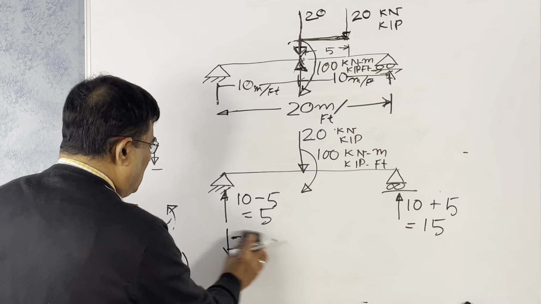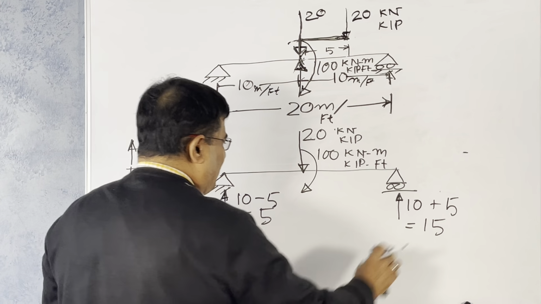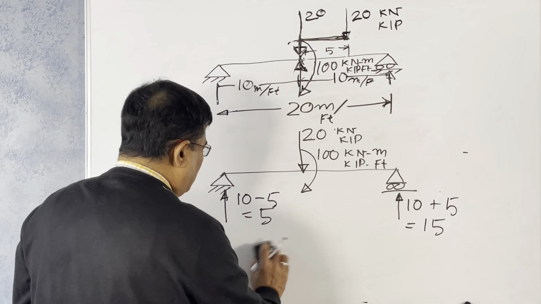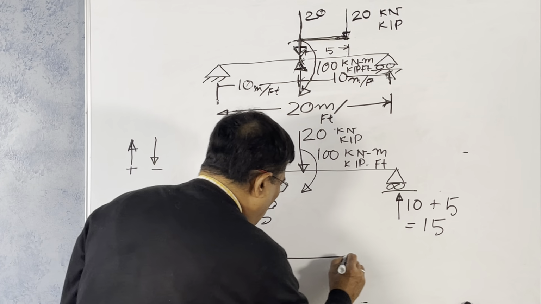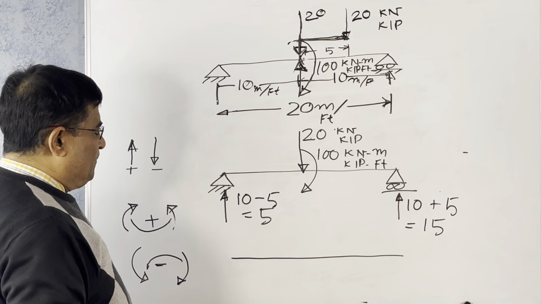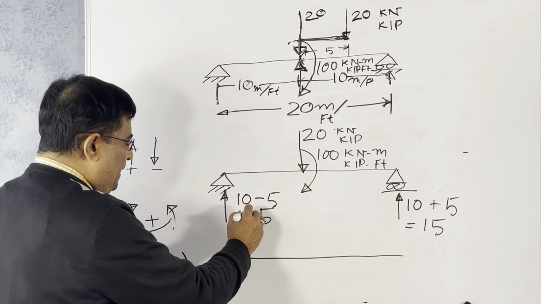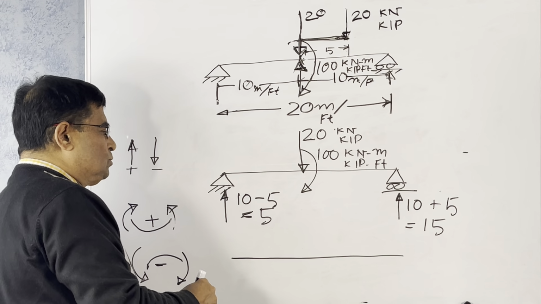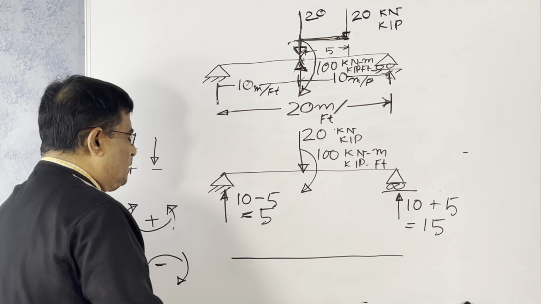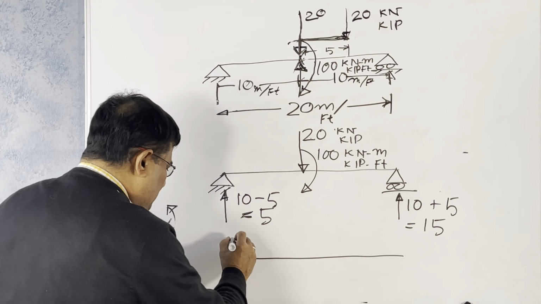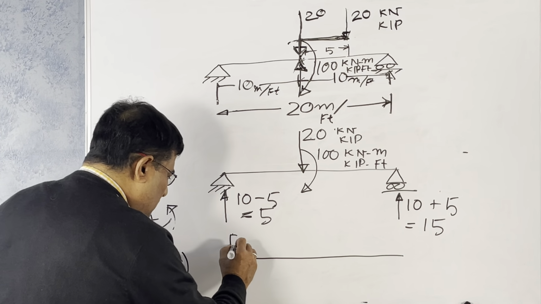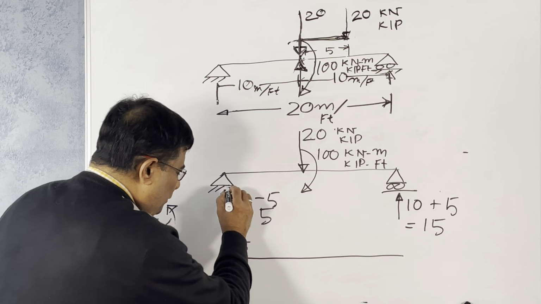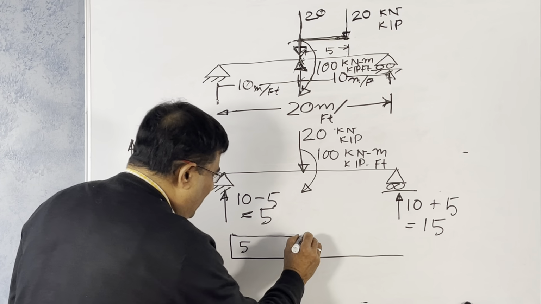So the reactions are 5 and 15, not equal. Now, let us draw the shear force diagram. This 5 will be considered upward, right? So what will happen? A constant upward, there is no force here, so it will be 5 there. Nothing there, no force in between. This 5 will continue as a constant value until this point.